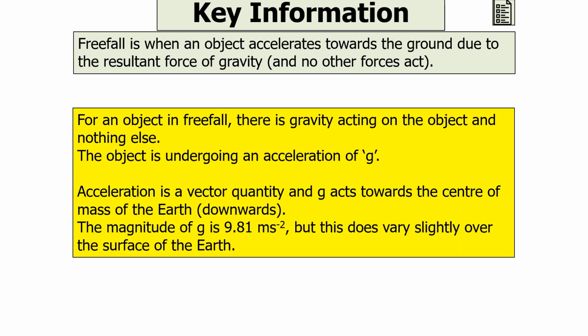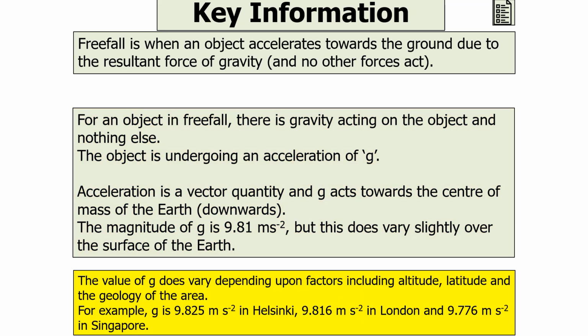Now the magnitude of g is 9.81 meters per second squared, but this does vary slightly over the surface of the Earth. Now the value of g does vary depending on factors including altitude, latitude and the geology of the area. So for example, g in Helsinki is 9.825, in London it's 9.816, and in Singapore it's 9.776 meters per second squared.